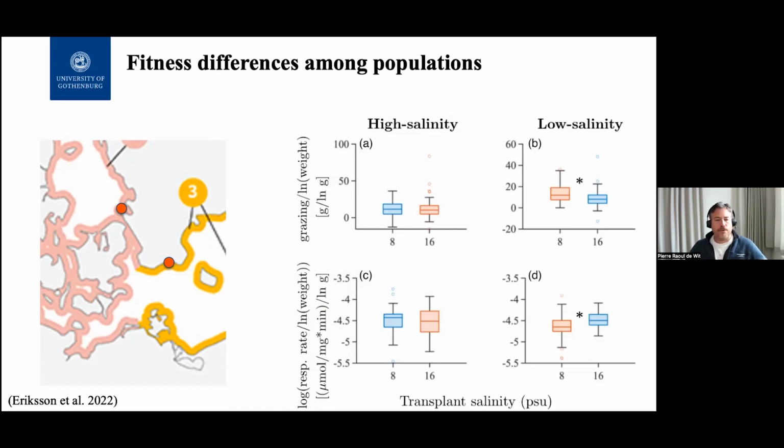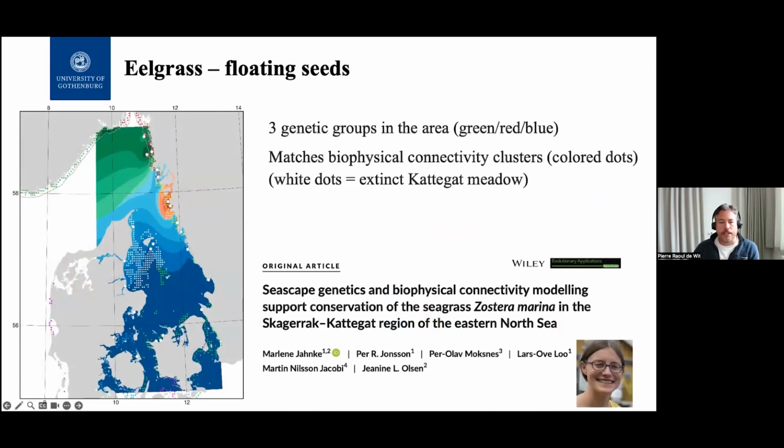Another example, if we move away from animals, is the work of Marlene Janke and others on eelgrass. Here we see a slightly different genetic differentiation, with three different groups: one in green up in the north, one in blue in the Kattegat, and a red genetic group just around the Tjörn and Orust area. Interestingly, there are a lot of restoration efforts, which I'm sure many of you know about, focusing on this area, which makes it really important to know that an evolutionarily distinct lineage lives here.